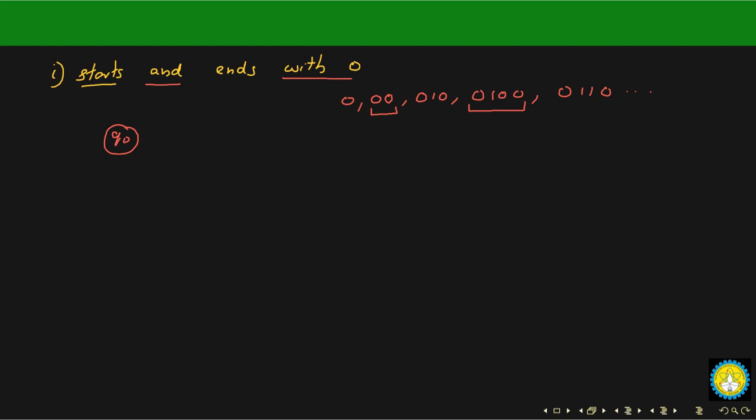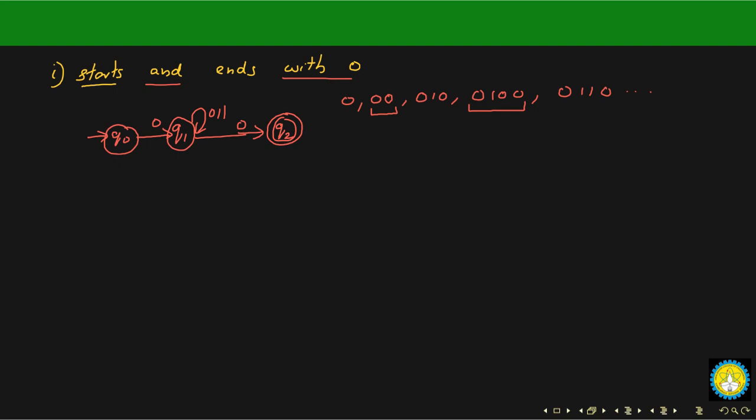So the condition is you need to accept strings that start and end with 0. What you can do trivially is draw a transition on 0 to Q1. And at Q1, you can see anything, 0 or 1. And from there, you have to see again another 0 so that you are in an accepting state. So this is the trivial thing that you can do, right?